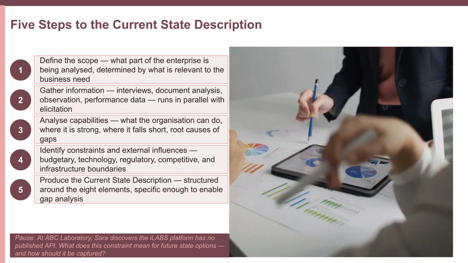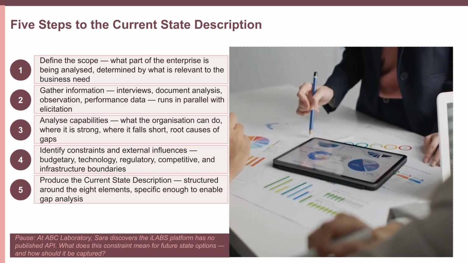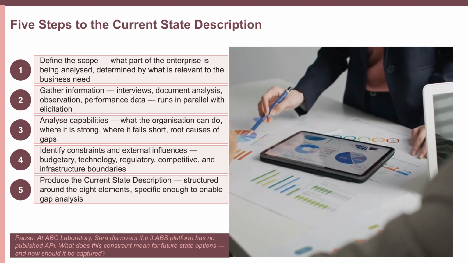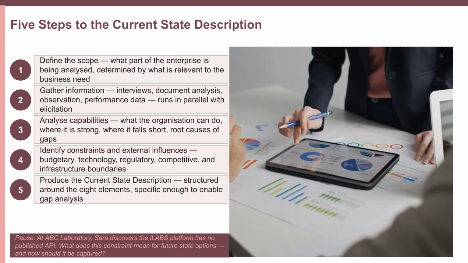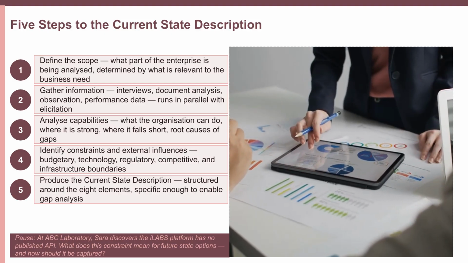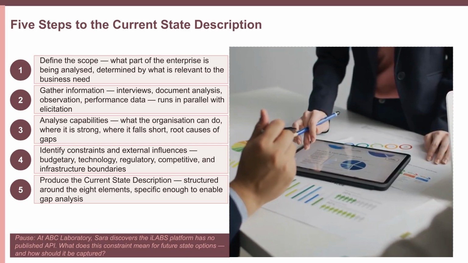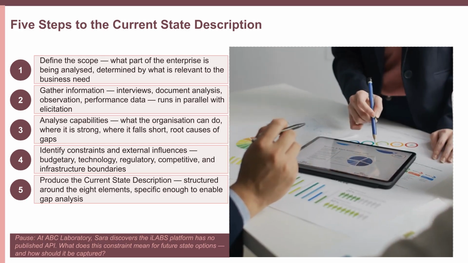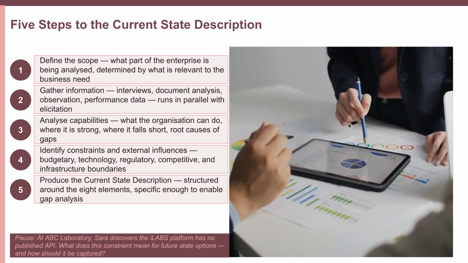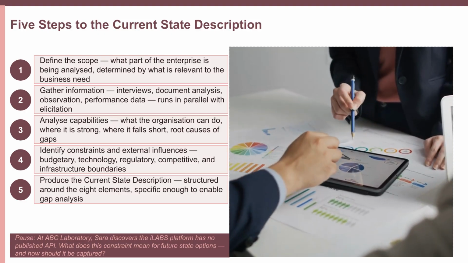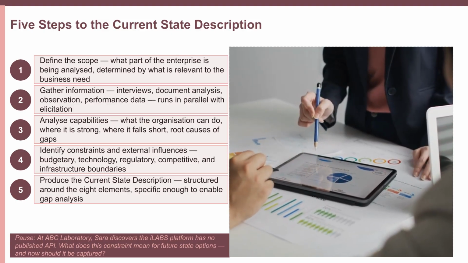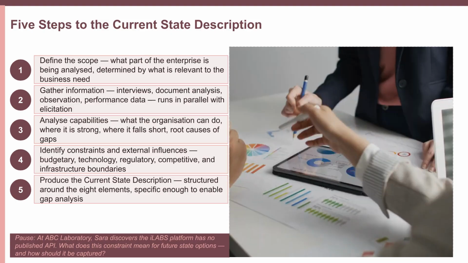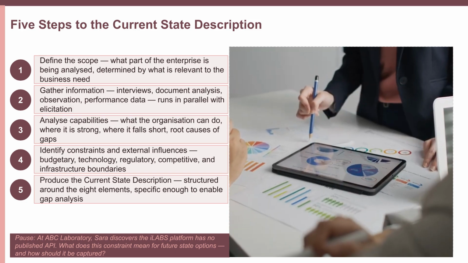Step 1. Define the scope. The current state can be described at many levels, from the full enterprise down to a single process or system. For ABC Laboratory, Sarah focuses on capabilities related to test result delivery and physician portal integration. Step 2. Gather information. Current state information is obtained through elicitation, interviews, document analysis, observation, and performance data review. This runs in parallel with elicitation activities.